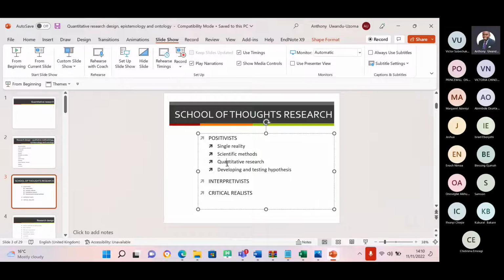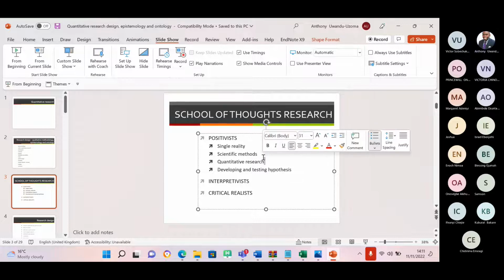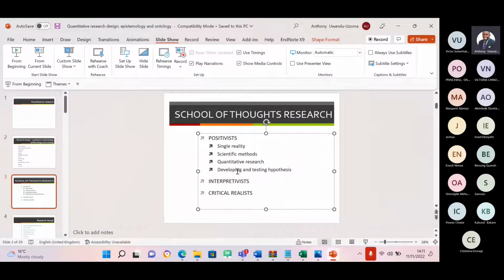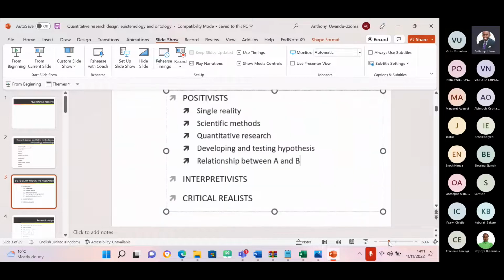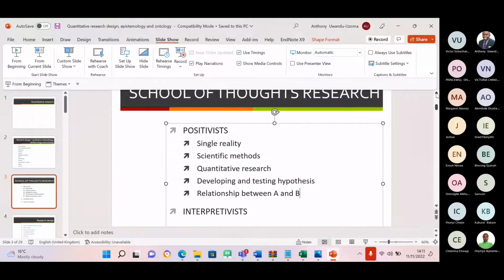Now, the secondary research that you are doing, do you believe that reality is single? If you believe that reality is single, and you want to use scientific methods, you want to use numbers, you want to measure some parameters, and you are talking about developing a hypothesis, that means that it's saying there's a relationship between A and B. Okay, then you are coming from the positivist side.